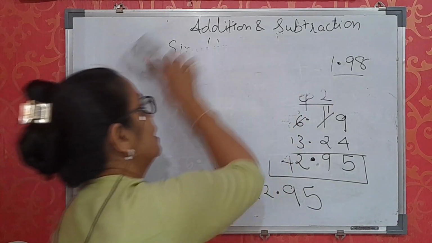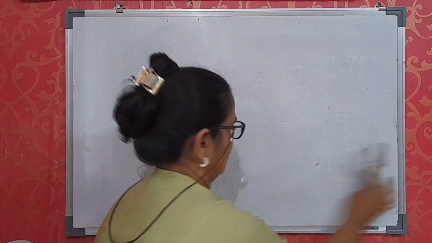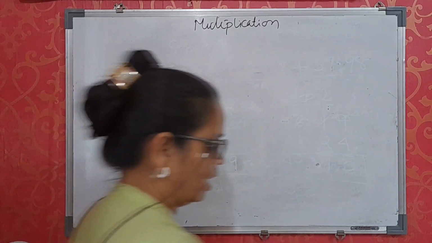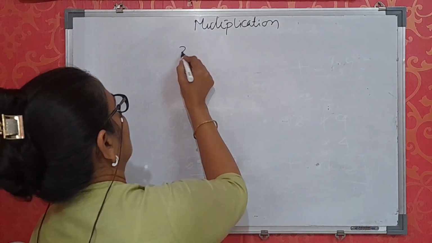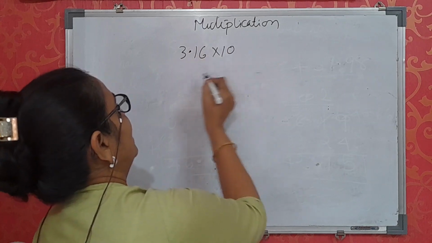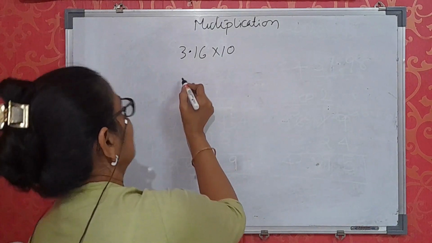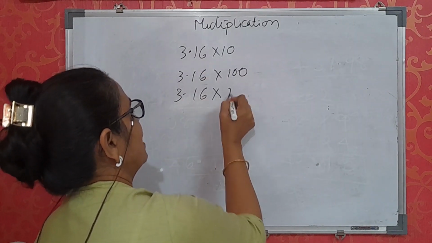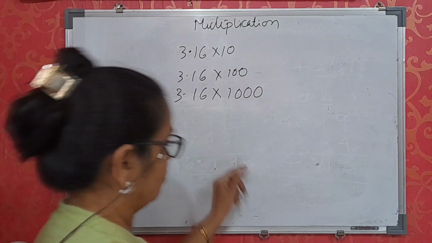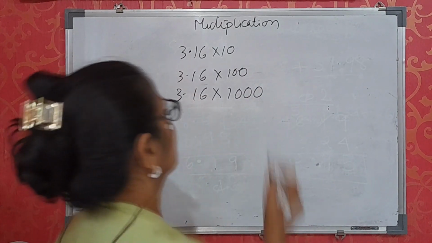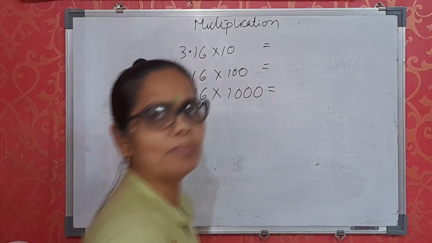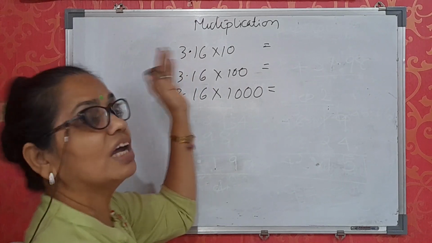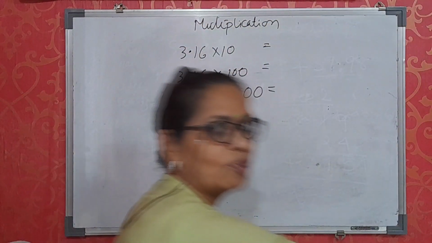Now we will solve multiplication and division sums. So first of all, multiplication. Now if you have to multiply any number by 10, 100 and 1000, suppose this is 3.16 multiplied by 10, 100, 1000, 10,000 and so on. Simple. You don't have to do the multiplication. In multiplication, you have to shift the decimal point to the right hand side of the number.